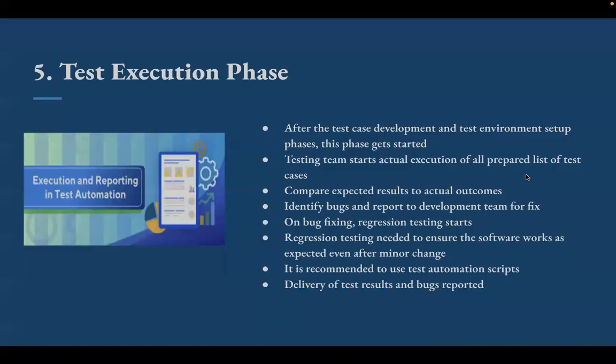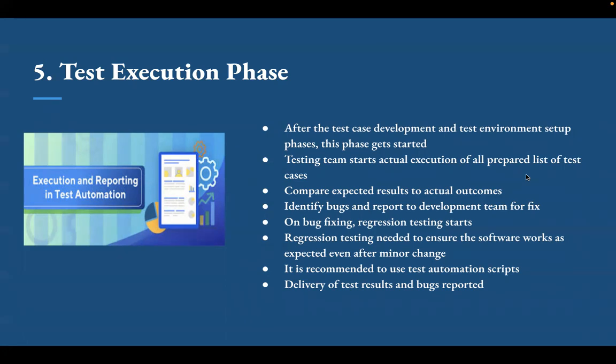The next phase is test execution. After the test case development and test environment setup phases, the test execution phase gets started. In this phase, the testing team starts actual execution of all test cases on the environments prepared in previous stages. Expected test results are compared to actual results, bugs are identified and reported to the development team for a fix.